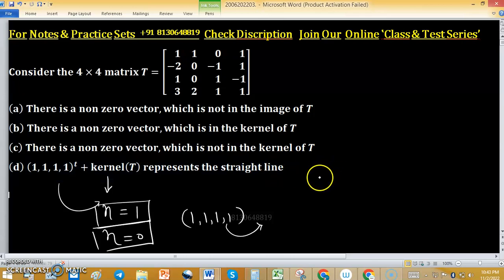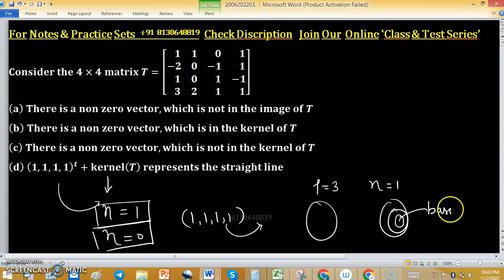If we apply elementary row operations, we will find that there are 3 pivot elements. So rank of this matrix is 3 and nullity is 1. This is the Venn diagram structure for this linear transformation. Suppose this is a basis for the image, a very small portion, and this is the image set, image of T.